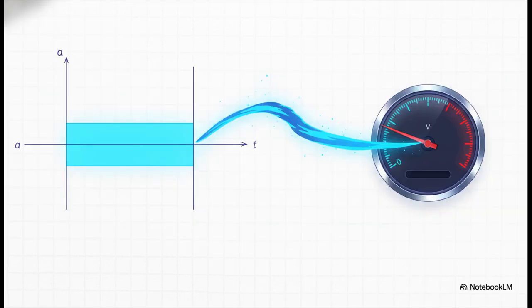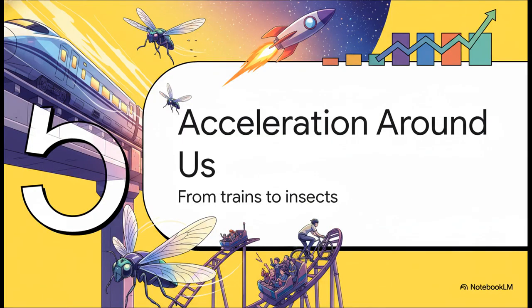And believe it or not, it works in reverse too. If you have an acceleration time graph, the area under the line tells you how much your velocity changed during that time. It's like climbing back up the ladder from acceleration to velocity. Pretty neat, huh? Okay, so let's put all this theory into practice and look at some real-world examples.